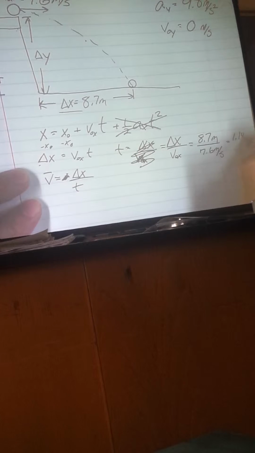So if you plug it in, it would be 8.7 over 7.6, which is about 1.14. 1.14 what? Seconds. It's important to use your units. You can see the meters cross out, and I'm just left with 1 over 1 over seconds, which is seconds. So now it's in the air for that long.